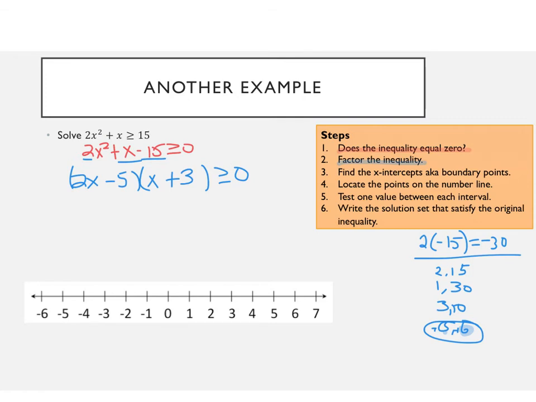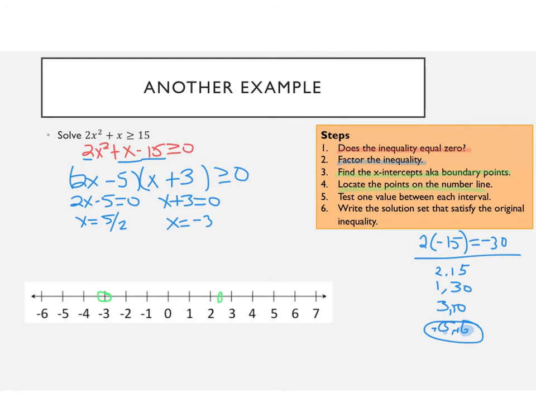Next step, we haven't done the solution, hold on. So now we're going to set each factored piece equal to 0. Notice we'll have x equals 5/2, which is the same thing as 2.5, and x equals negative 3. Now we're ready for step 3. We're going to locate the intercepts, aka the boundary points. Okay, so our intercepts, our boundary points, would be 2.5 positive, put a 0 for 0, and negative 3. Okay, and we're going to locate the points on the number line, which we just did.